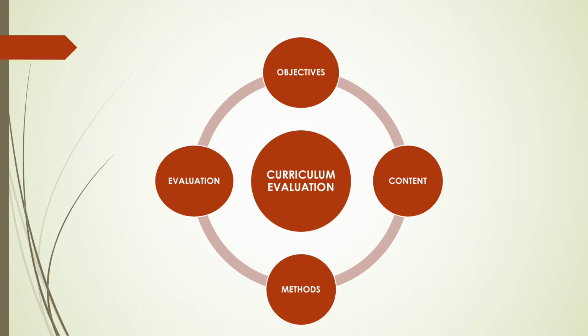So curriculum components cannot be scrutinized in isolation since each component affects and influences the rest. These components, objective, content, methods, evaluation of students, they are all interdependent on each other. So whenever we are evaluating curriculum, we have to evaluate these aspects and then an overall picture has to be made out of that.